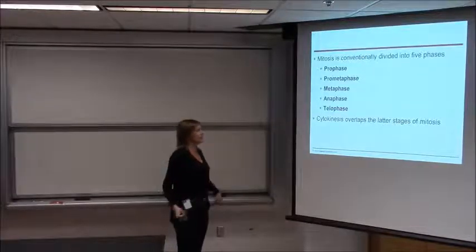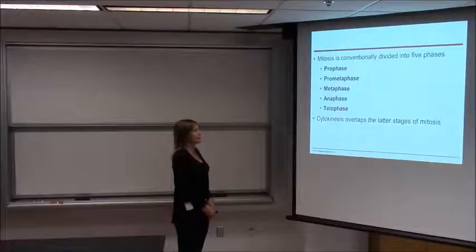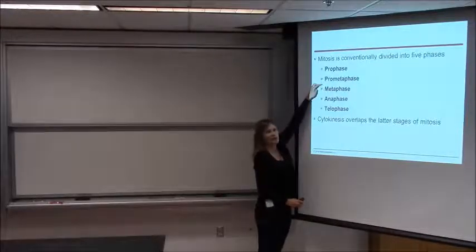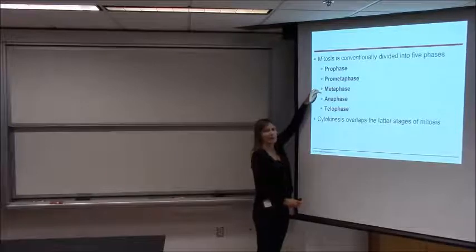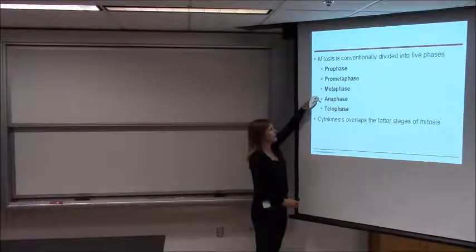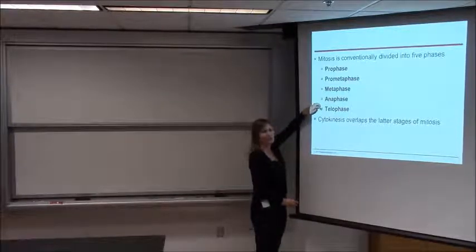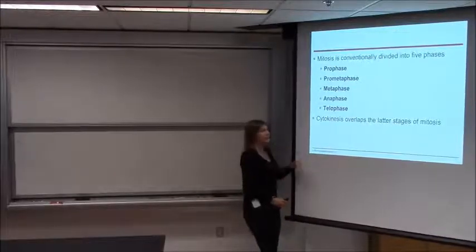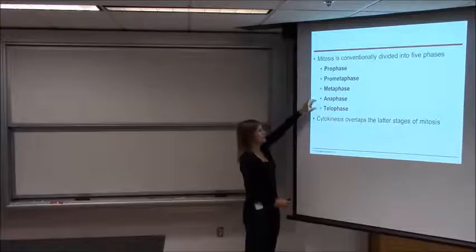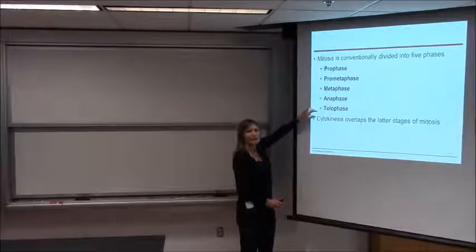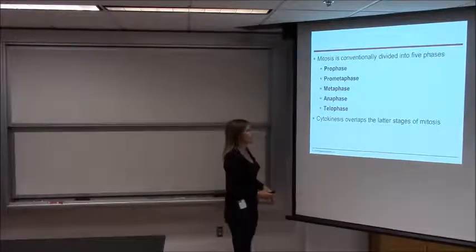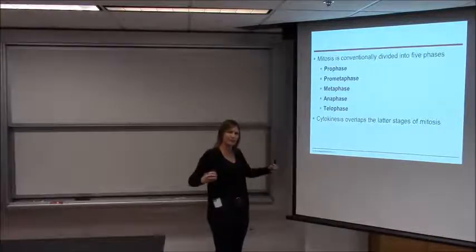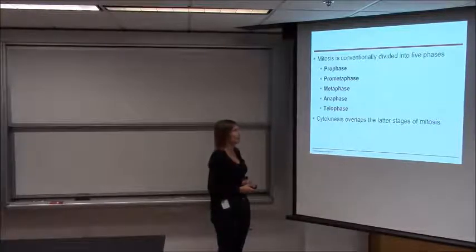So mitosis is typically divided into these phases: prophase, prometaphase, metaphase, anaphase, and telophase. Cytokinesis happens sometime in here. It gets complete at the end of telophase. That is division of the cytoplasm to really physically separate those two cells from each other.